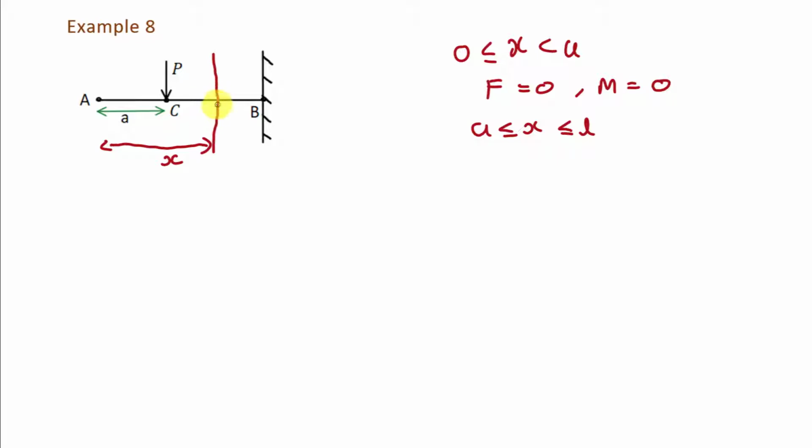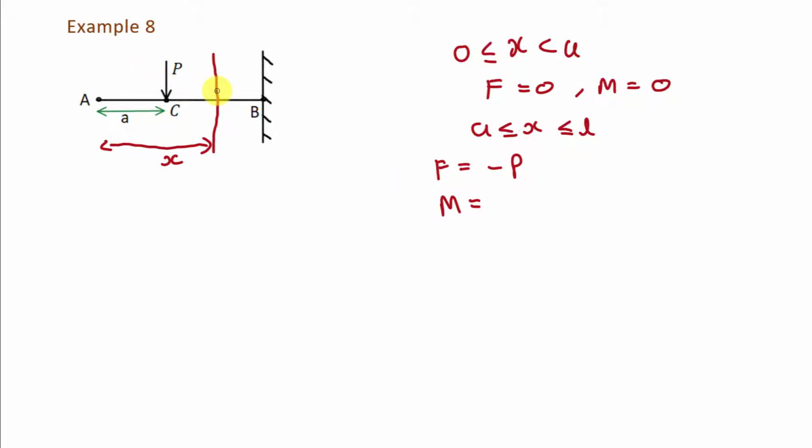Now at this section, we want to find out shear force. So what will be the value of shear force? To find shear force, we will take the sum of all the transverse forces acting on the left side of this section. Here you can see there is only one transverse force, that is P, and which is in downward direction. So we will take it negative. So it will be minus P, right? Now what will be the value of bending moment M?